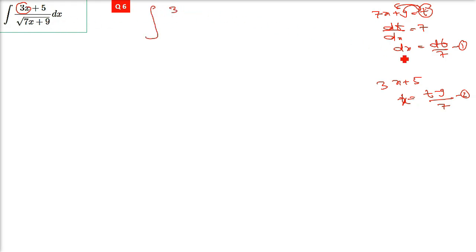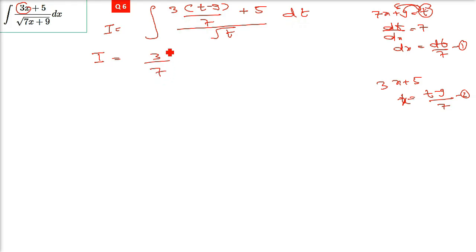So this is 3x plus 5. Let me write this t minus 9 by 7 directly here. We have a 5 also here, plus 5. In the denominator, it's under root 7x plus 9, and we have already chosen 7x plus 9 as t. And this is dt. Now remember, this dt will not be only dt; it will be dt by 7. I'll include that 7 in a bit. Now let me resolve what we have got, and then we'll go to dx equals dt by 7. So I'm just separating all of these. Every time there will be integration and dt. I'm not writing it, but be sure that it will always be there.